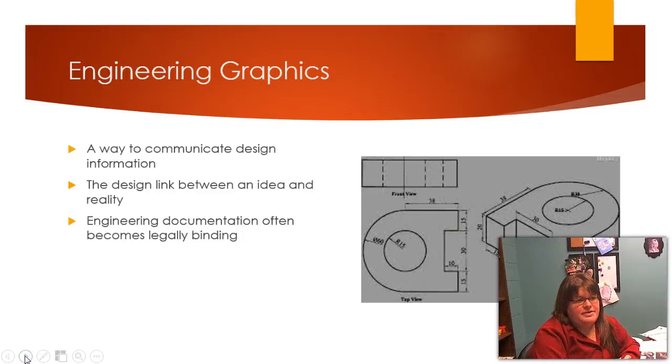So, engineering graphics. It's a way to communicate that design. It's that link between the idea in your head and the reality of what it is. And typically those documents that you create when you make these different drawings are legally binding documents.